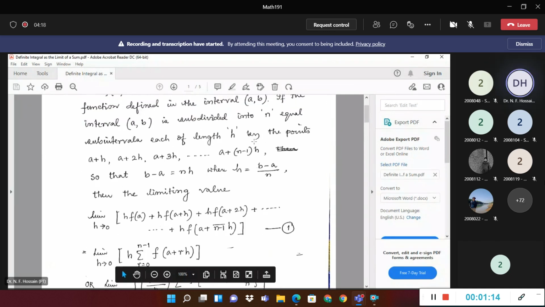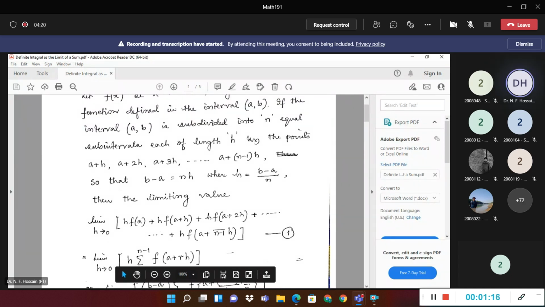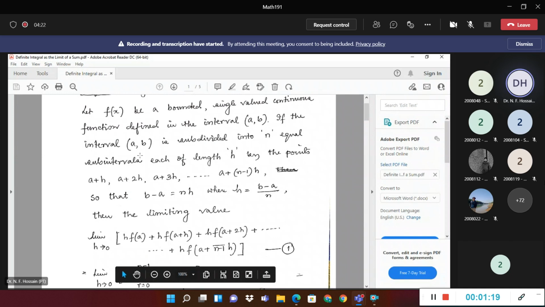Now, let us divide this interval into n equal subintervals, each of length h. We denote the points by a plus h, a plus 2h, a plus 3h, up to the last point, which should be a plus nh. And a plus nh should be equal to b, so that b minus a equals nh and h equals (b minus a) divided by n.